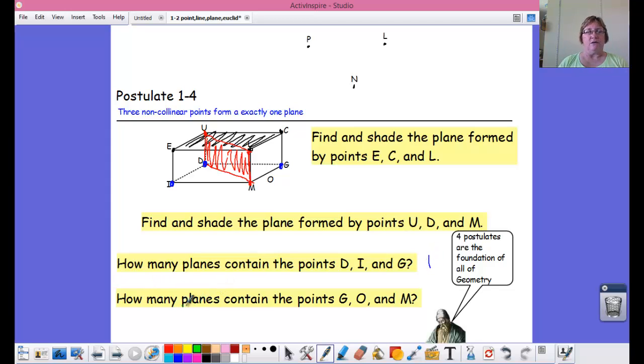The last of our questions, how many planes contain the points G, O, and M? G, O, and M. Those all lie on the same line, and you can see right in this box that at least 2 planes contain them. I would submit to you that if you consider rotating this end about that line, that there are many, many, many planes that contain G, O, and M. Since they are collinear, infinitely many planes contain those 3 points. Again, that's because they lie on the same line, or are collinear.